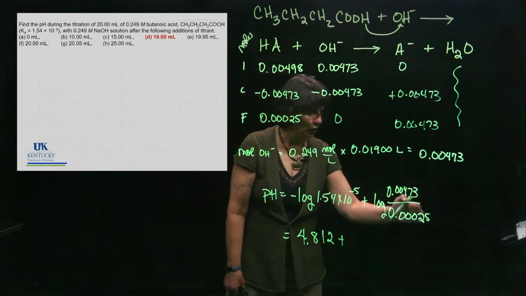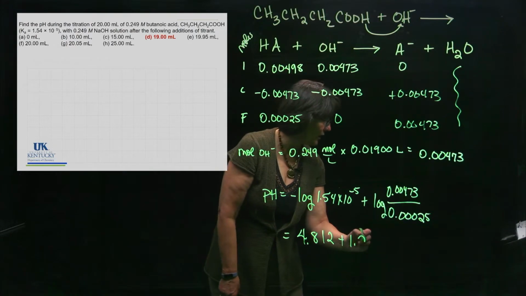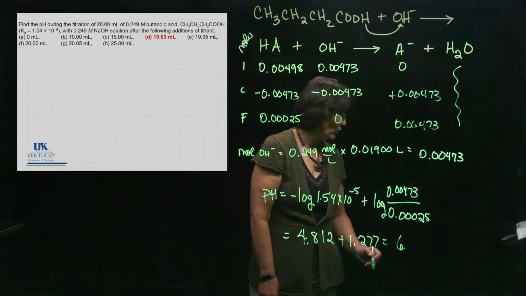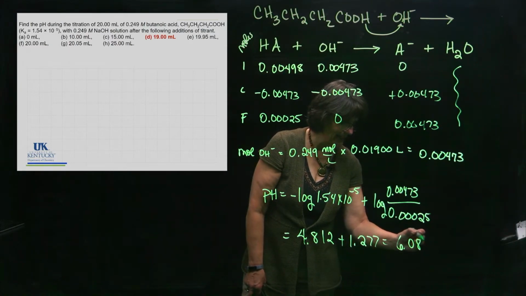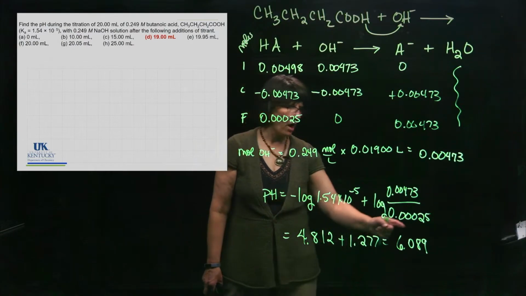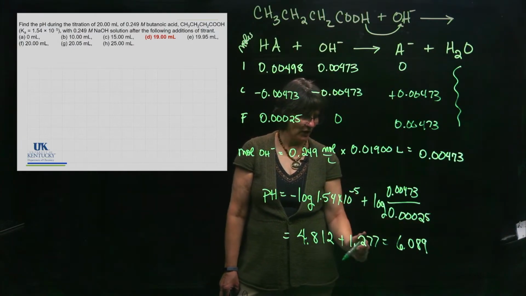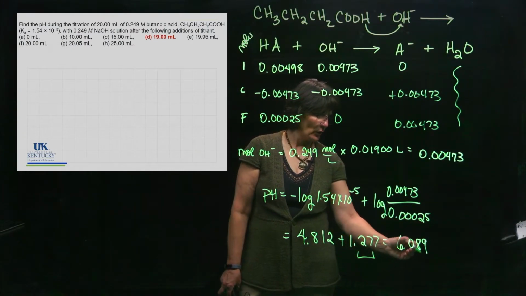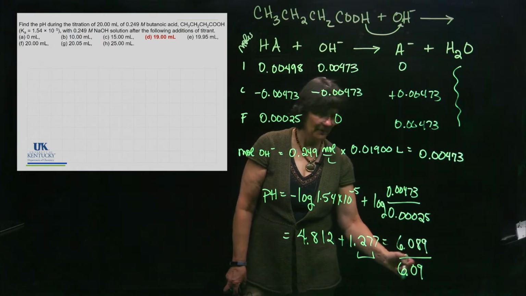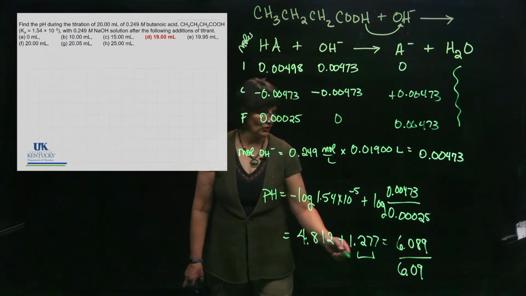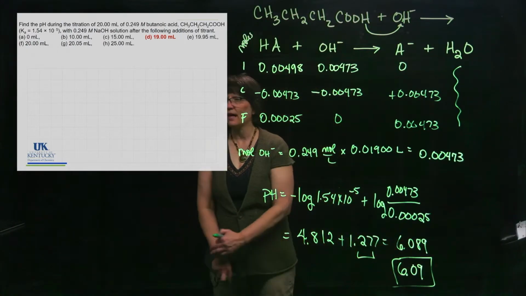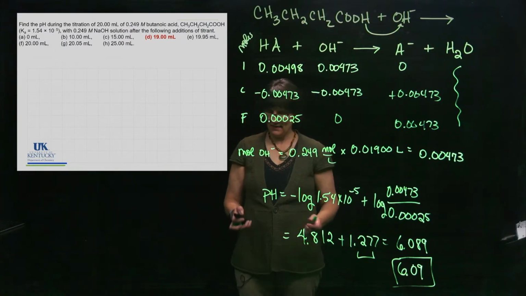I actually did multiply this out here and got 1.277, and that is going to give me a value of 6.089. I could probably only know this value actually to 2 decimal places, which means I'm starting to lose my ability to know this quite so well. That would probably be a better answer for my pH value without the extra significant figures. But we see that it's climbing.